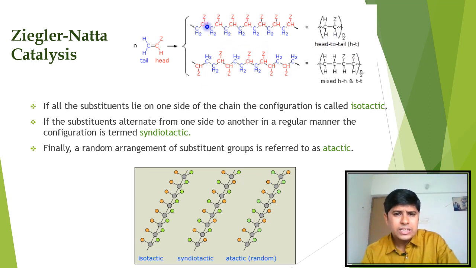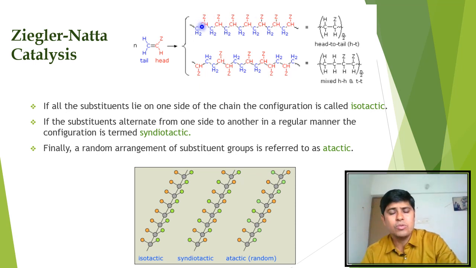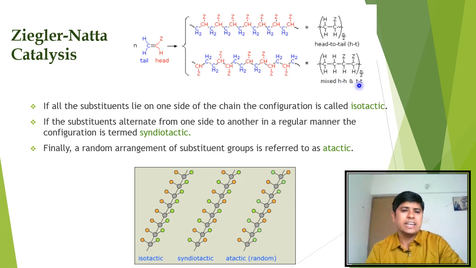In all these active units, suppose Z is a halide, then all these halide atoms are at one, upper part of the chain length. So this is a head to tail arrangement. And when there is an alternate arrangement of these halides, Z one is here, at the next point it is at this position, and at the next point it is at this position. So this is what a mixed head and tail pattern.